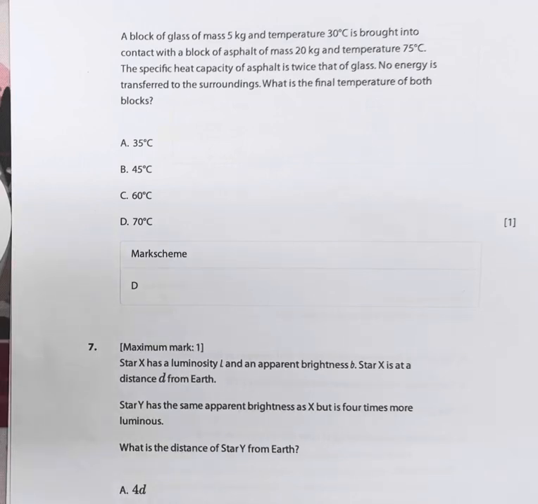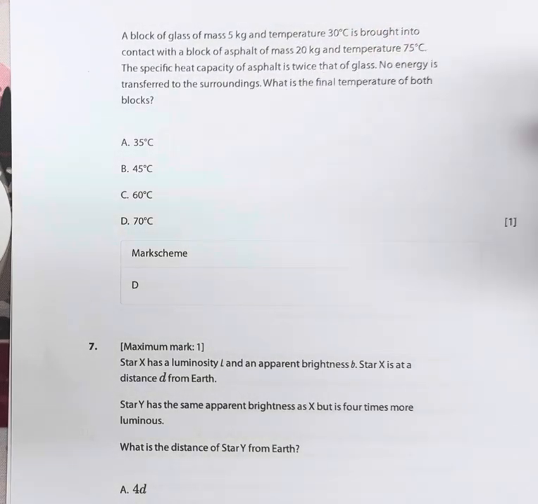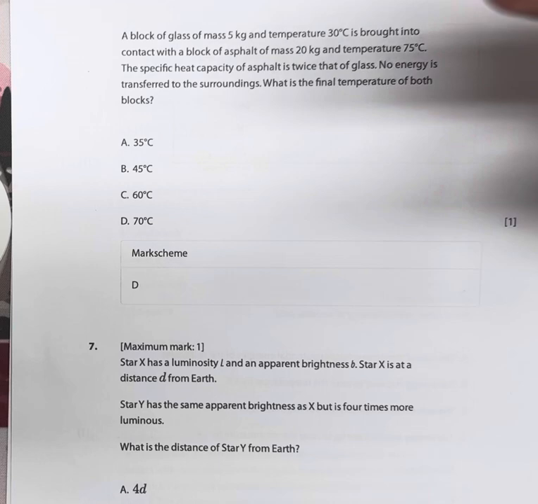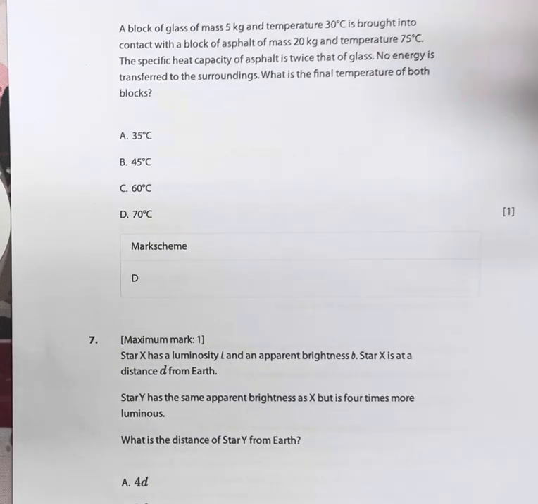Okay, so for this question, a block of glass of mass 5 kilograms, temperature 30 degrees Celsius is brought into contact with a block of asphalt of mass 20 kilograms and a temperature of 75 degrees Celsius. Specific heat capacity of asphalt is twice that of glass. Take note. And no energy is transferred to the surroundings. What is the final temperature of both blocks?